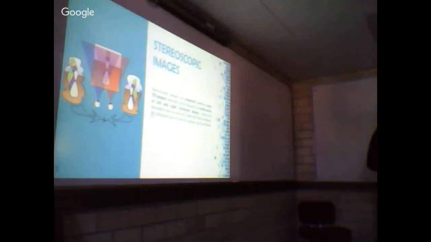This background is similar to the human vision process. We have two images. The images are almost the same, but with a slight difference. So it's the way that we see the environment. Each eye takes an image from the environment, and then the brain fuses them and gives us a sensation of depth.